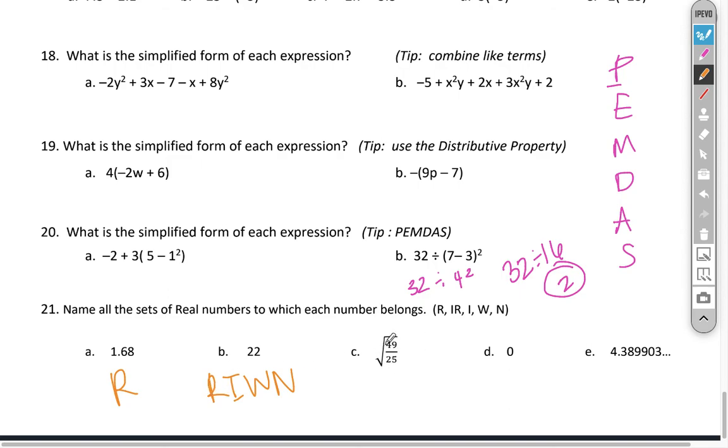Square root of 49 over 25, this needs to be simplified. So square root of 49 is 7. Square root of 25 is 5. So now we have 7 over 5. This is going to be a rational number, and that's it. Then we've got 0. This is going to be rational, an integer, and whole. Remember, whole numbers start with 0, but at natural numbers, we drop our 0, right? So just rational, integer, and whole.